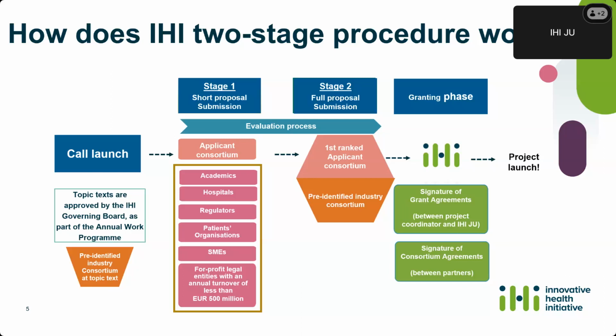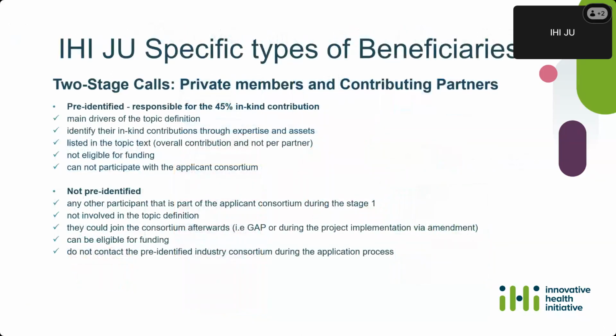Next slide, please. Thank you, Nassima. To recap, for the two-stage procedure, we have two specific types of beneficiaries: the pre-identified industry consortium and the not pre-identified. Who is the pre-identified?